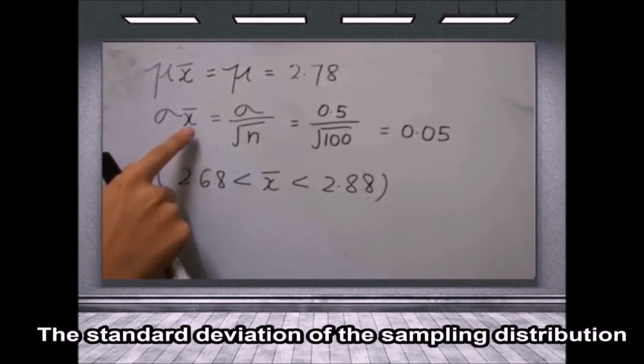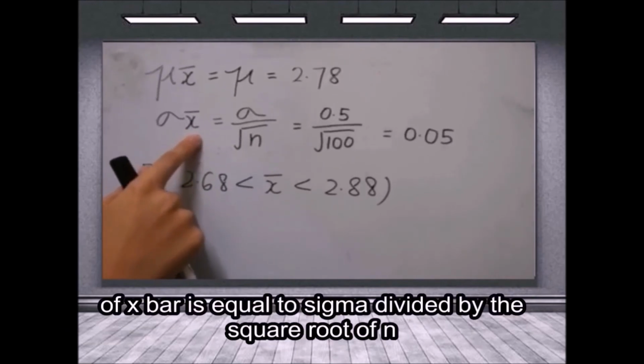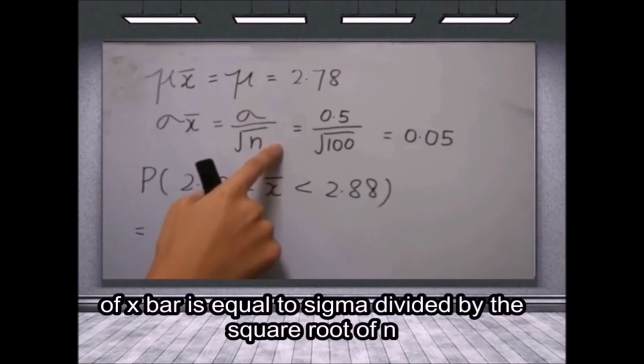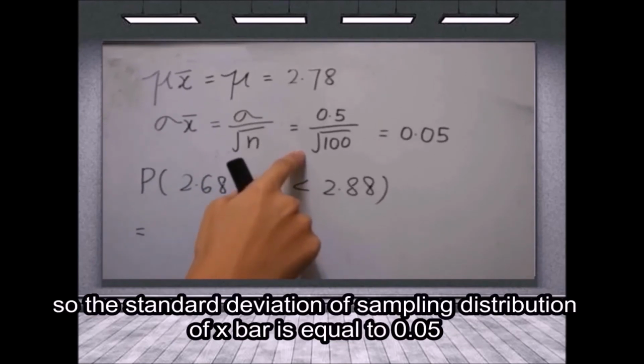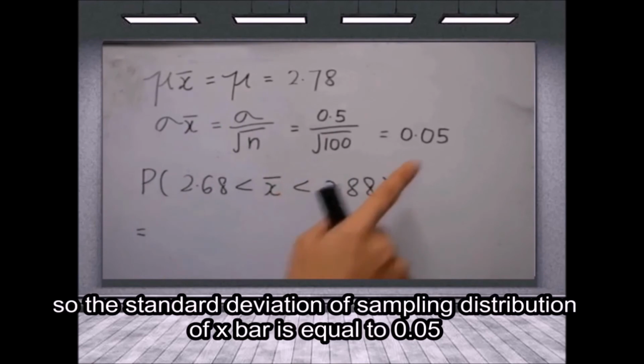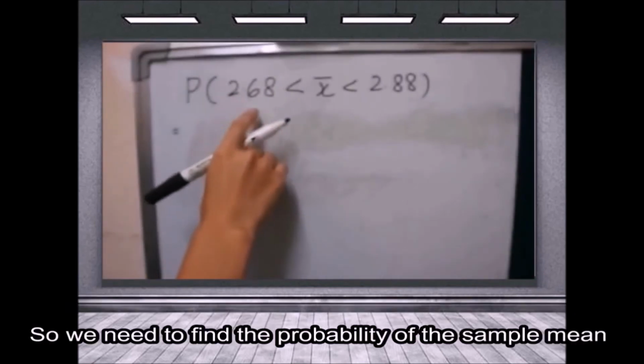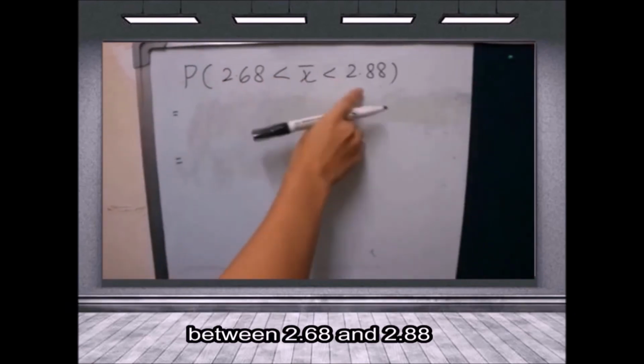The standard deviation of the sampling distribution of X bar is equal to sigma divided by the square root of n, which is 0.5 divided by the square root of 100. So the standard deviation of the sampling distribution of X bar is equal to 0.05. So we need to find the probability of the sample mean being between 2.68 and 2.88.